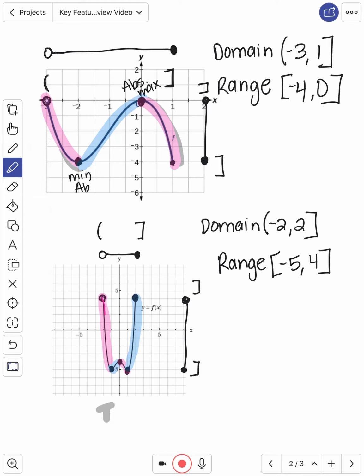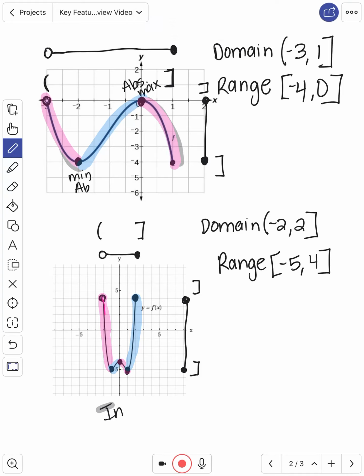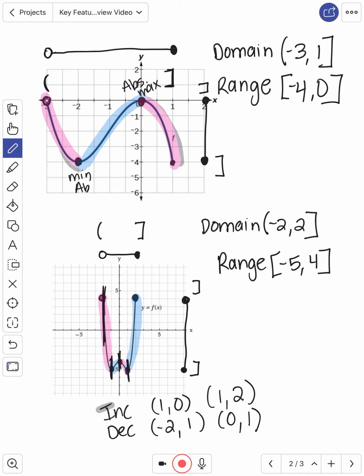So let me kind of write that out to make sure we can clearly understand that. So we have increasing, decreasing. So it decreases. It starts to decrease right here at an x value of -2, and it stops decreasing at 1 right here. Then it increases from 1 to 0. It decreases again from 0 to 1, and it starts to increase again from 1 to 2. So remember, when you're doing increasing and decreasing, it's the interval, so it's the x values.